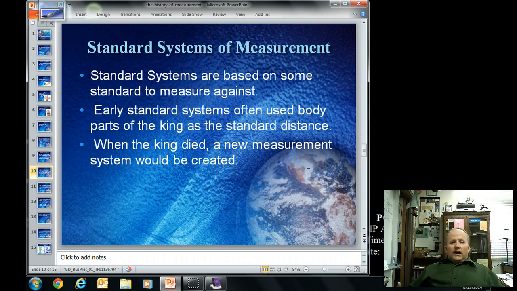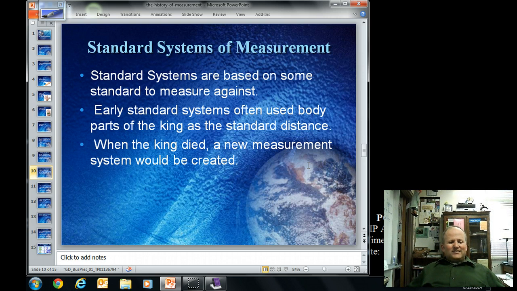So what was decided was, hey, instead of everybody having a system, let's all have the same system, and let's base it on a standard, something everybody can agree on, some standard to measure against. Well, especially in Europe, everybody had a king, everybody had a queen, and they could just measure something on their king. So what they often did was they measured some body part of their king and said, this is what we're going to measure.